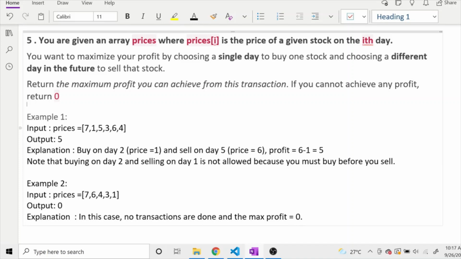What they have said is, buy on day 2, price is 1. So on the second day, that is this one, our price is 1, and sell on day 5, price is equal to 6. On the fifth day our price is 6. So our profit will be 6 minus 1 equals 5. Note that buying on day 2 and selling on day 1 is not allowed, because you must buy before you sell. Okay, so let's clearly understand the problem.